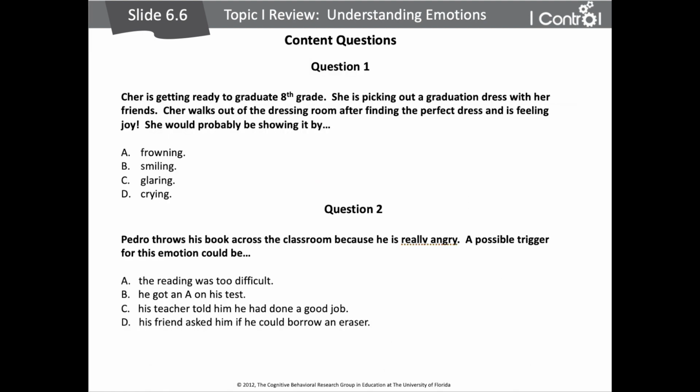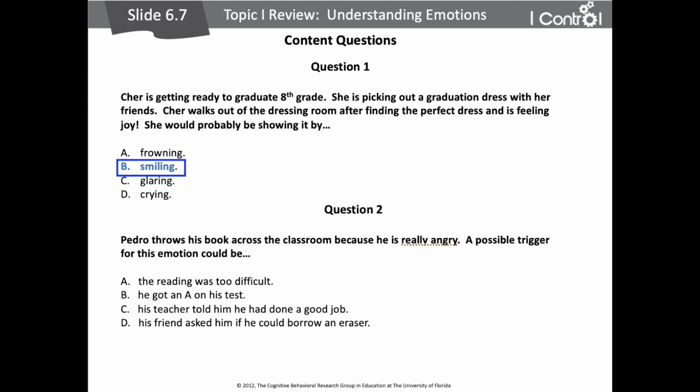Let's turn to the content questions for Unit 3, Lesson 6 in your iControl Student Workbook to check your understanding of this lesson. Pause the video while you answer the questions. When you're done, press play. For question 1, if you selected B, you're correct. Cher is getting ready to graduate 8th grade. She is picking out a graduation dress with her friends. Cher walks out of the dressing room after finding the perfect dress and is feeling joy. She would probably be showing it by smiling.